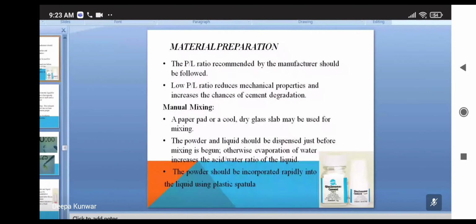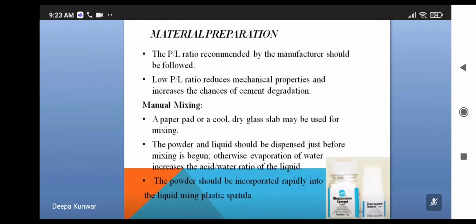Material preparation means how to prepare and how to mix it. We will have a powder and liquid, and how to prepare it.